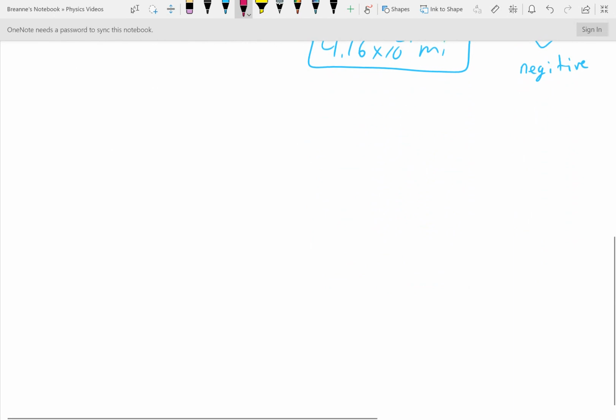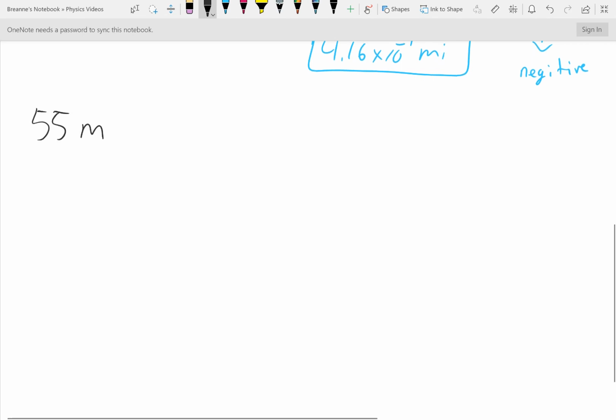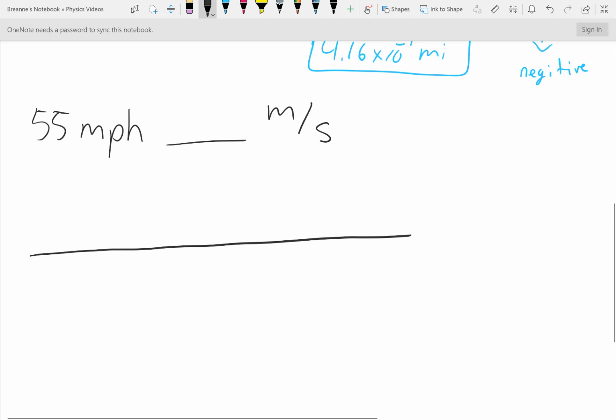So the next one I'm going to do is when we have to convert 55 miles per hour into meters per second. Miles per hour, meters per second. I'm going to do it a little bit differently. A couple of students I've helped, this has seemed to help them. So we're going to focus in on the miles first.